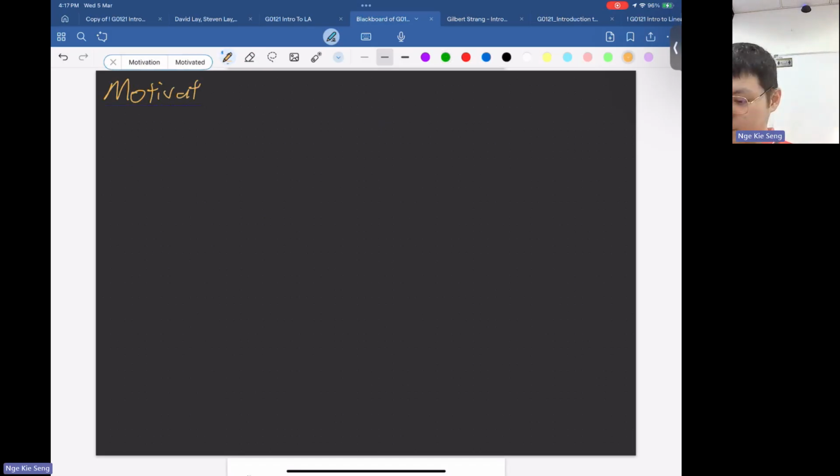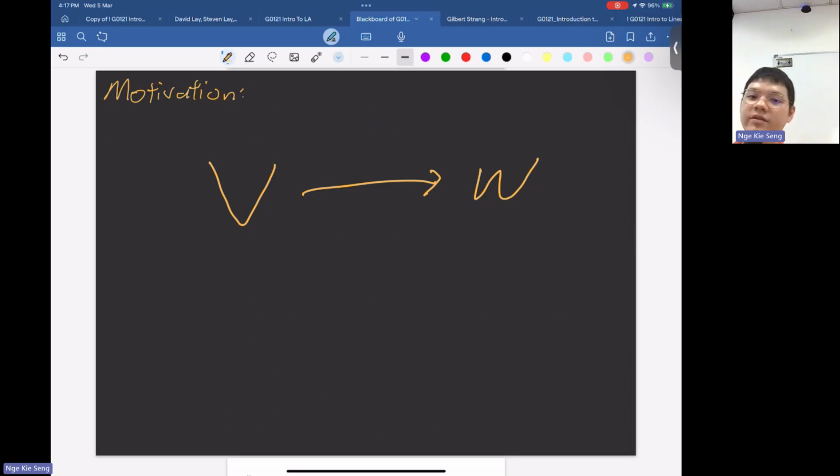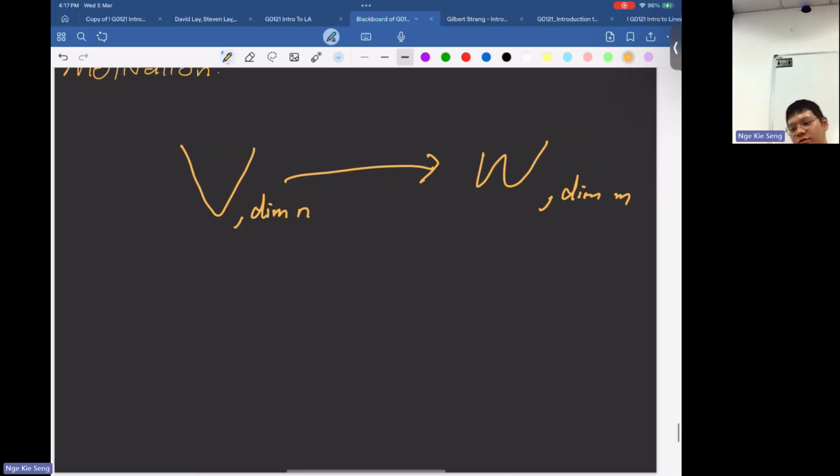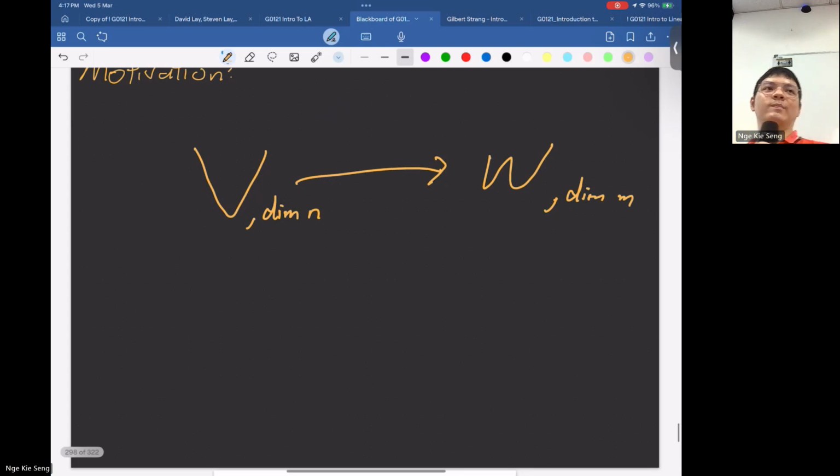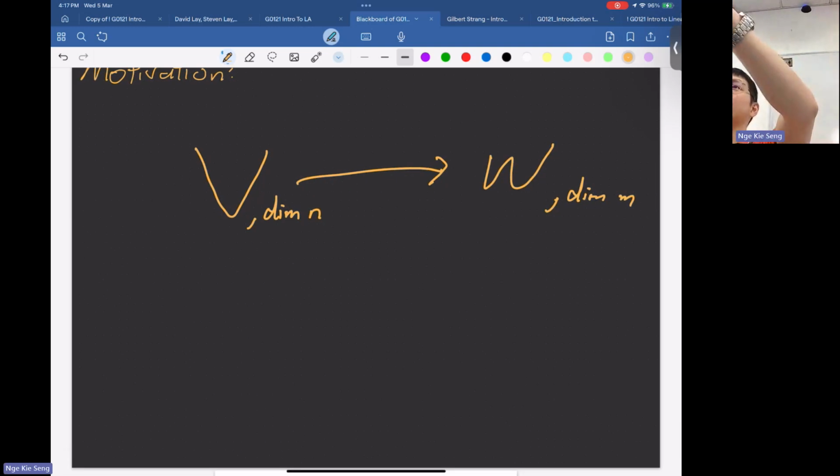linear transformation. We have V and W, two vector spaces. We say that V has dimension n and W has dimension m. Can anyone tell me what these two dimensions imply? What does dimension mean? Sorry? Number of basis vectors.